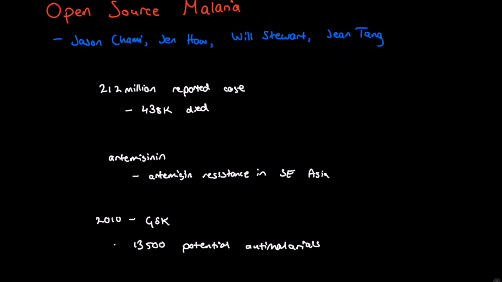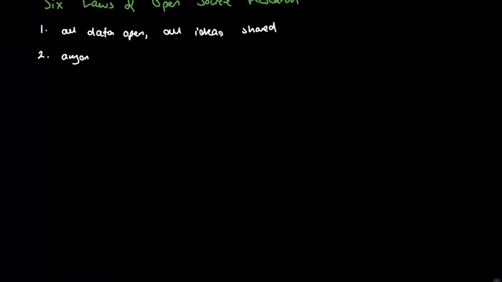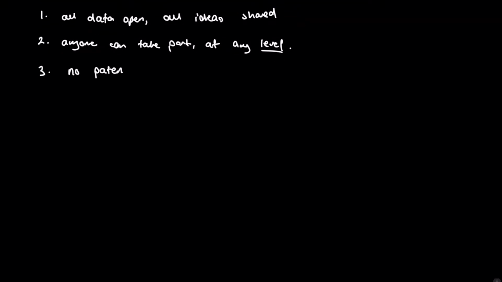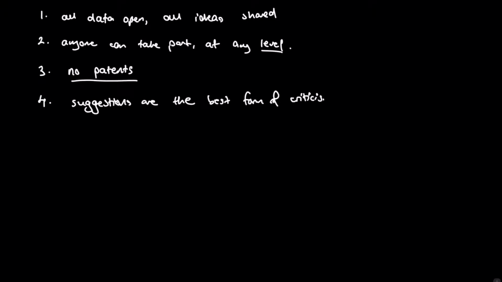In 2010, GSK released the details of 13,500 potential anti-malarial medicines into the public domain, and Open Source Malaria was launched the following year. The OSM uses 6 main principles of open source research. The first is that all data is open and all ideas are shared. The second is that anyone can take part at any level. The third is that there will be no patents. The fourth, that suggestions are the best form of criticism. And the fifth, that public discussion is much more valuable than private email. And finally, that an open project is bigger than and not owned by any given lab.